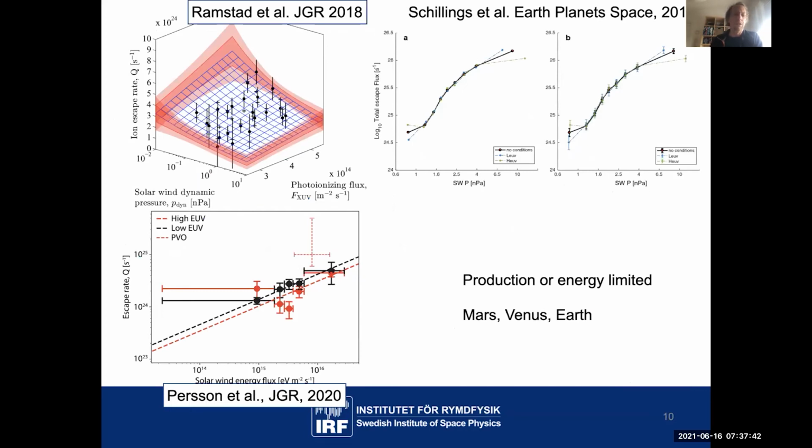But this leads to the idea that at some planets, it's either production or energy limited, at least in the easiest, the most simplified sense. And Moa Persson showed yesterday that for Venus, it's then energy limited. Work by Schilling et al., which I show here, shows that it's also energy limited at Earth, whereas the Ramstad et al. study then shows that it is production limited at Mars.